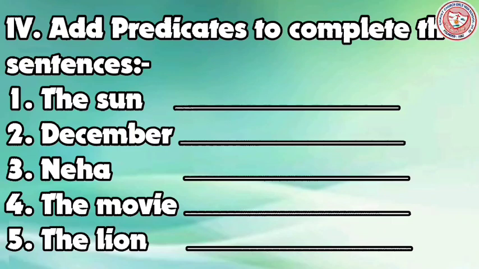Next one. Add predicates to complete the sentences. Number 1, the sun dash. Number 2, December dash. Number 3, Neha dash. Number 4, the movie dash. Number 5, the lion dash.